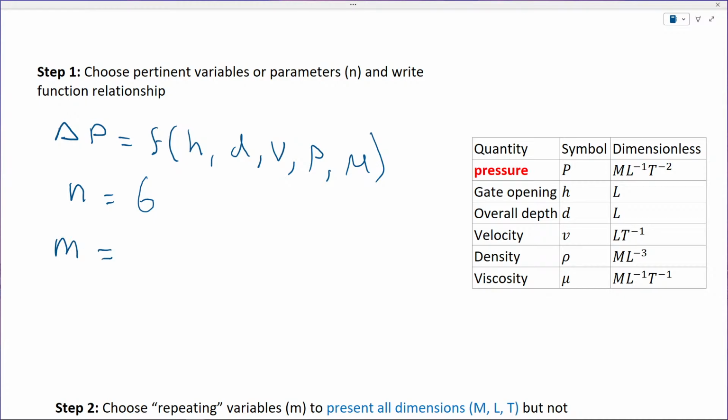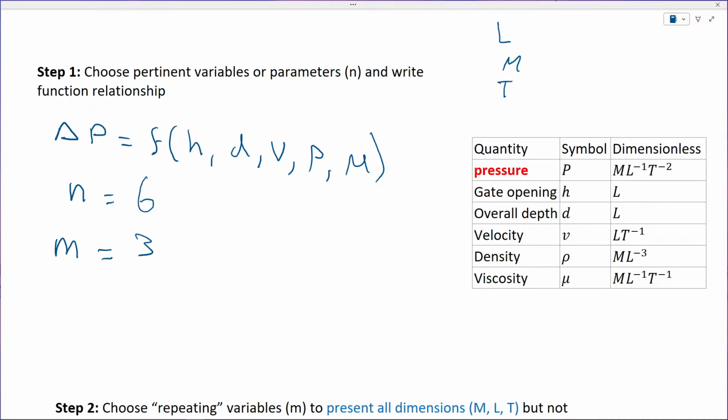So here we only have length, mass, and time. We don't have temperature, for example. We don't have any other thing. So basically the number of dimensions we have is 3. So n, the number of relevant variables, is 6. The number of dimensions is 3.